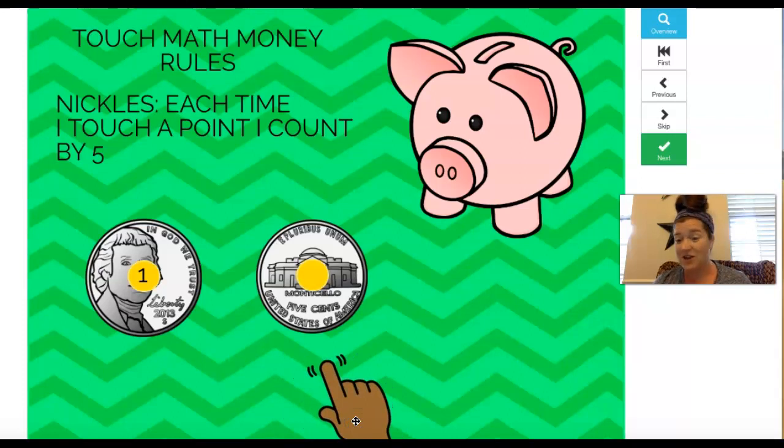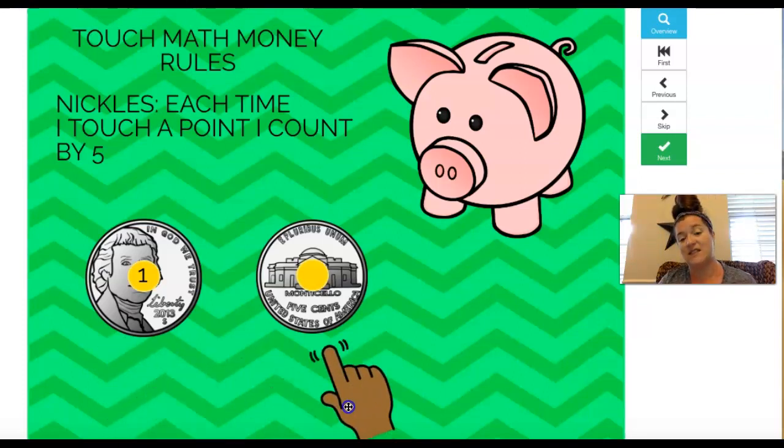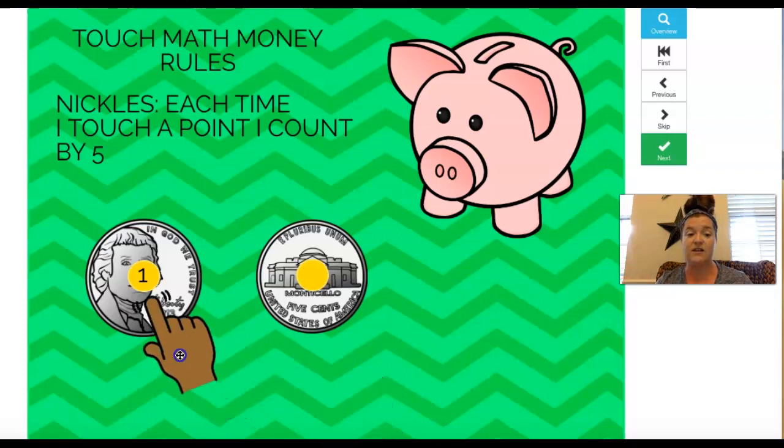So again, you can go flip a coin, call heads or tails. And if this is the side that you see, it's heads. And if this is the side that you see, it's tails. But again, a nickel's worth 5 cents. So each time I touch a point, I count by 5. And if we look, a nickel has 1 point on it. So we're only going to count by 5 one time.